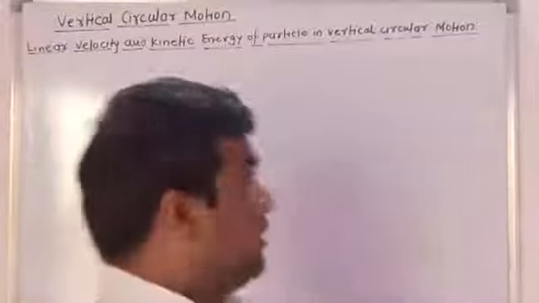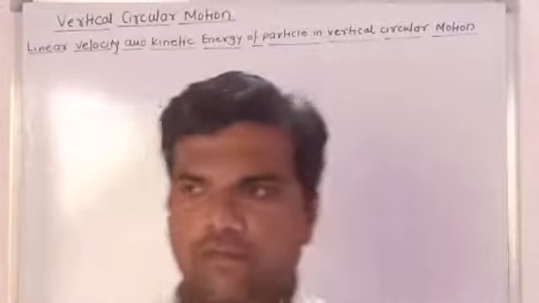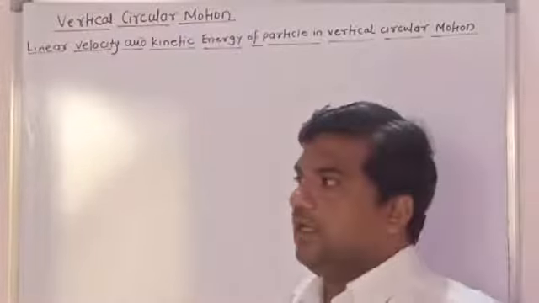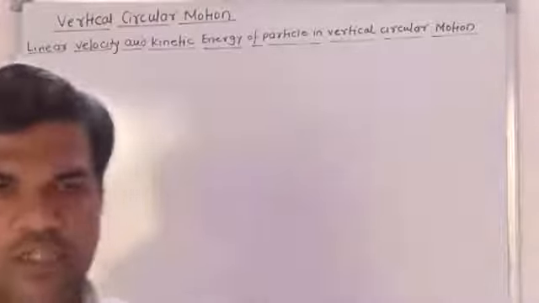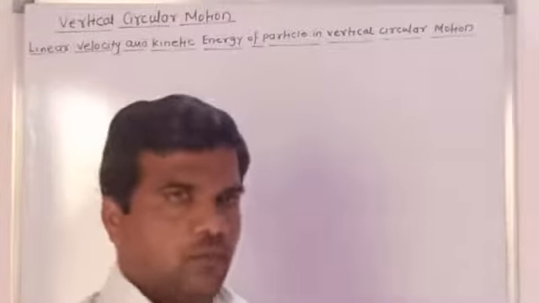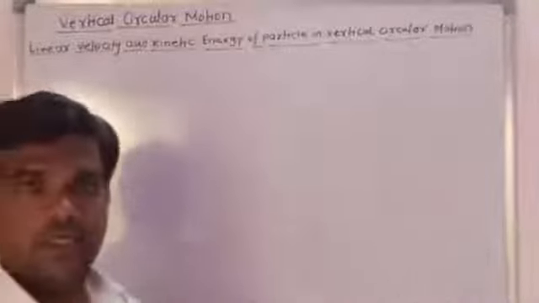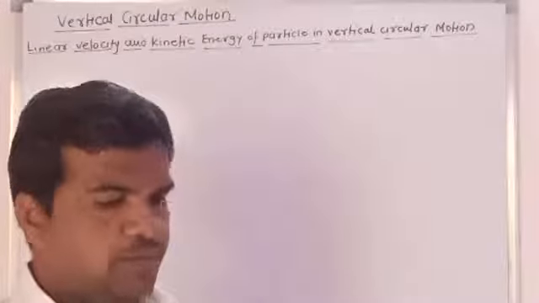Now we see vertical circular motion. In the last lecture we have seen the uniform circular motion, that is horizontal circular motion. Horizontal circular motion is uniform circular motion. Here we see vertical circular motion, that is non-uniform circular motion.